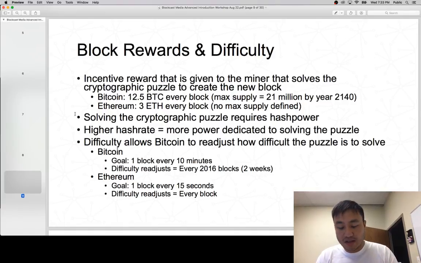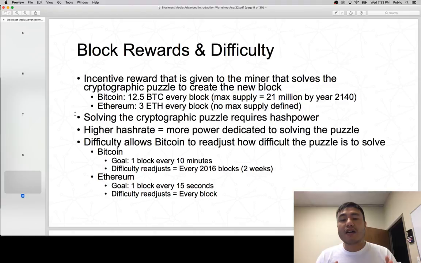Well, the thing is, Bitcoin and Ethereum are designed with something called difficulty. This difficulty readjusts itself to make the puzzle a little bit harder every time there is more hash power put into the network. Because the ideal block time, which is the amount of time it takes for the next block to get published or found, is about 10 minutes on Bitcoin and about 15 seconds in Ethereum. So they want to try to keep it to these times.